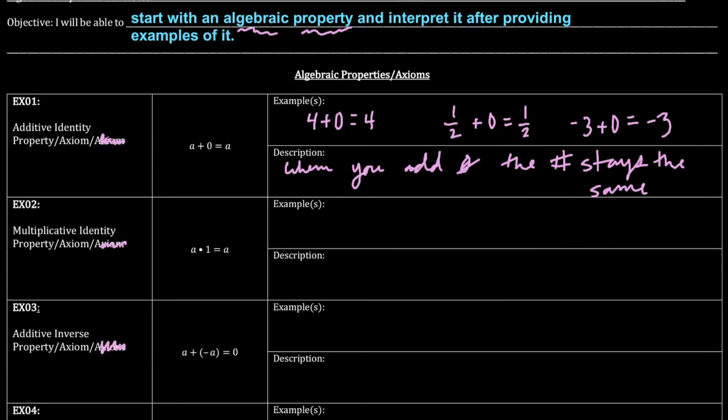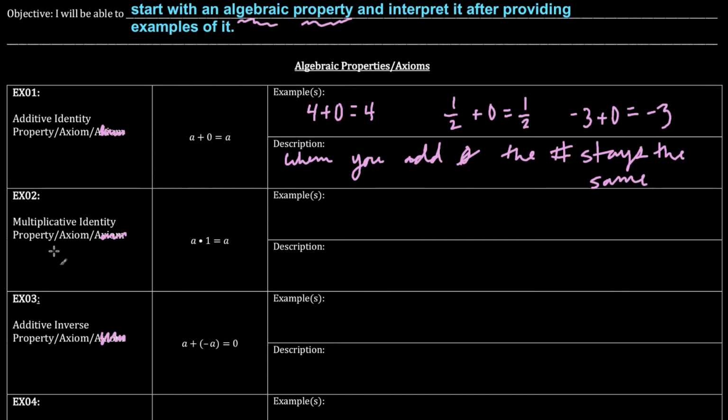Now we have the multiplicative identity property or axiom. This is a times 1 equals a. So 4 times 1 equals 4. Negative 7 5/10 times 1 equals negative 7 5/10. The multiplicative identity property just means that when you multiply by 1, you stay the same.